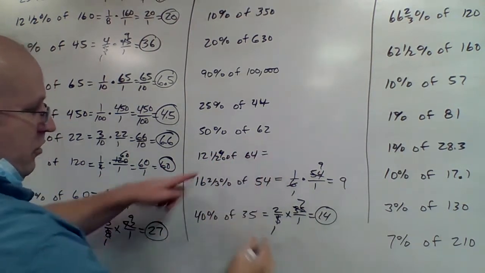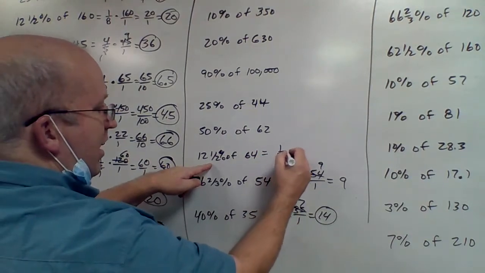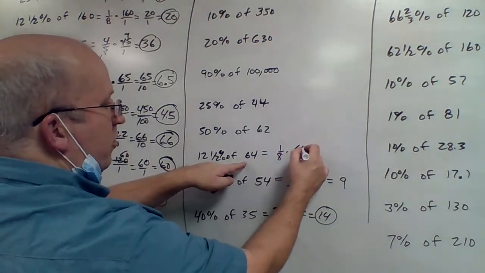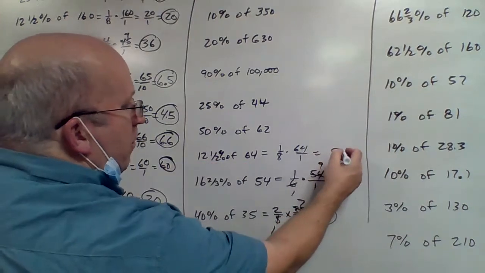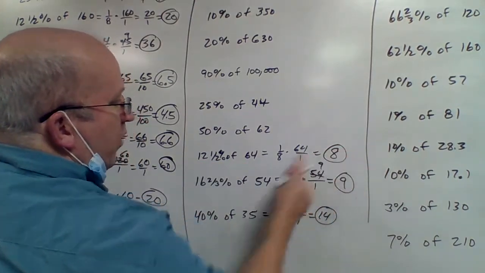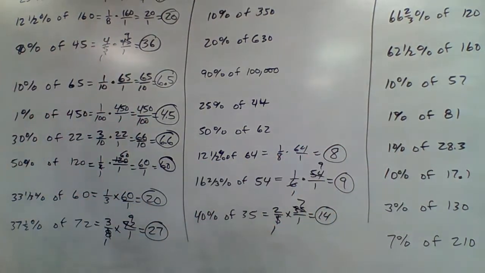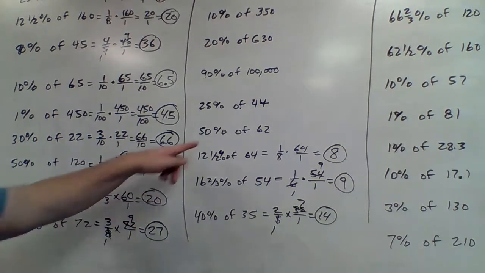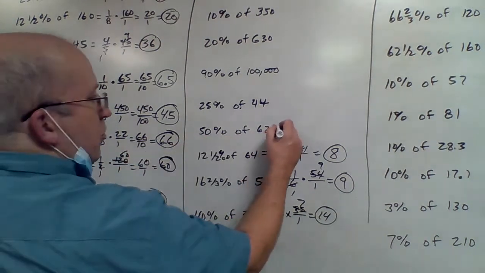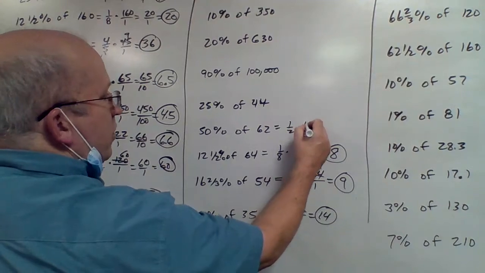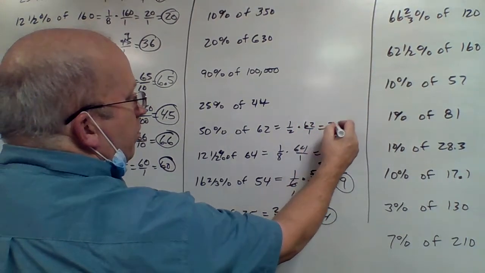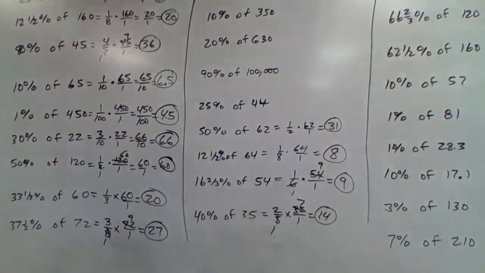12.5% of 64 on your chart, that's 1/8 times 64 over 1. If you do the math, you end up with an answer of 8, because 64 divided by 8 is 8. How about 50% of 62? That's 1/2 times 62. That would be 31 once we do all the math.